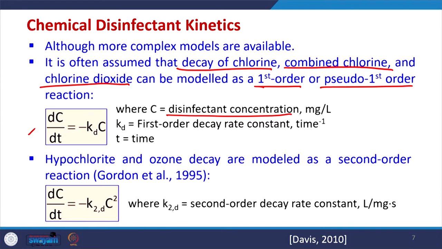Similarly, hypochlorite and ozone decay are modeled as a second order reaction, and in this case the power with respect to concentration of the disinfectant is 2, and here we are assuming second order. So this is the second order decay rate constant. This can be named variously. Sometimes it will be reported as Ks and sometimes as Kf. So any of these nomenclatures may be there, but this is how they are modeled.